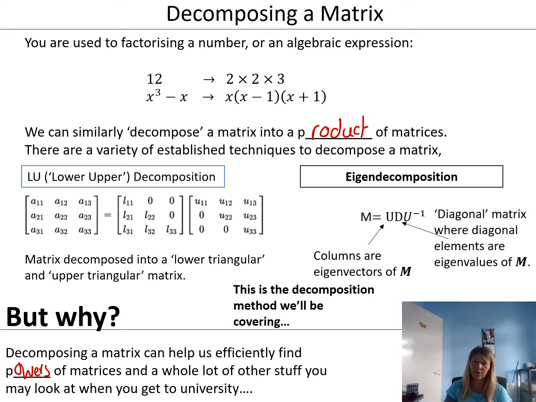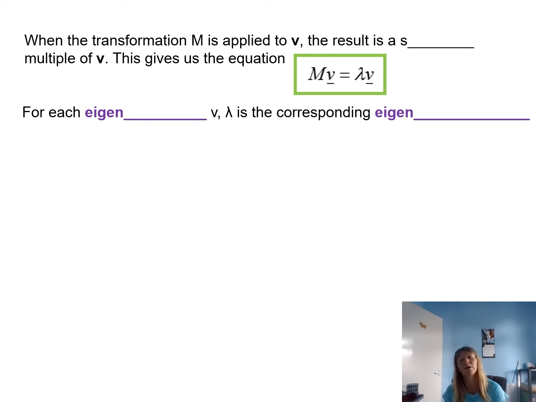Right, once you've known all this. So when the transformation matrix M is applied to V, remember V is the eigenvectors, the result is a scalar multiple of V. This gives us the equation that we've been seeing for the last few weeks, MV equals lambda V. Remember, lambda's the eigenvalues and V is the eigenvectors. So for each eigenvector, the lambda is the corresponding eigenvalue.